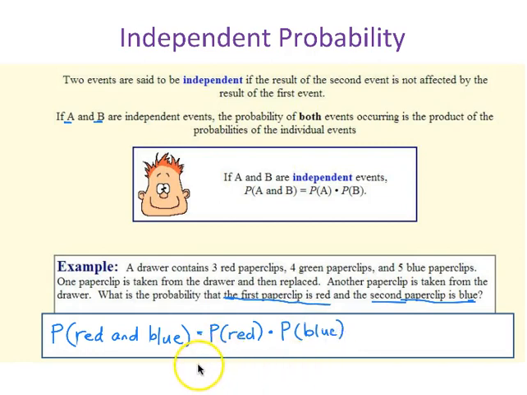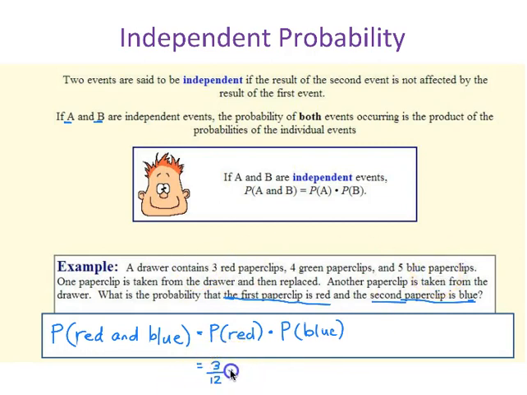So what is the probability of choosing a red paper clip? How many red paper clips are there? Looks like there's 3 out of the total number. So we've got 3 plus 4 is 7 plus 5. I'll make sure I have that right. So that is a total of 12, right? If we add up all of our paper clips, we have a total of 12 to choose from.